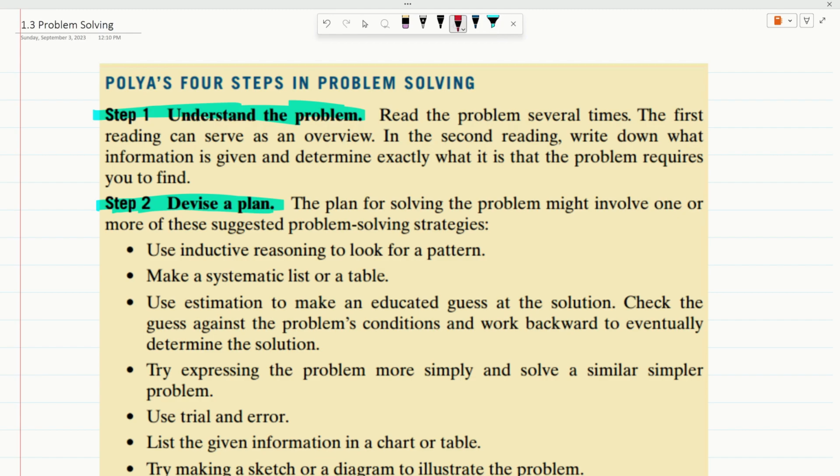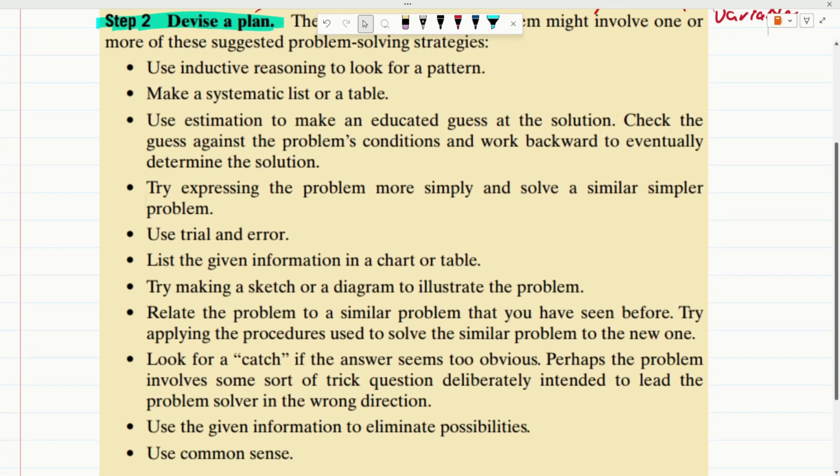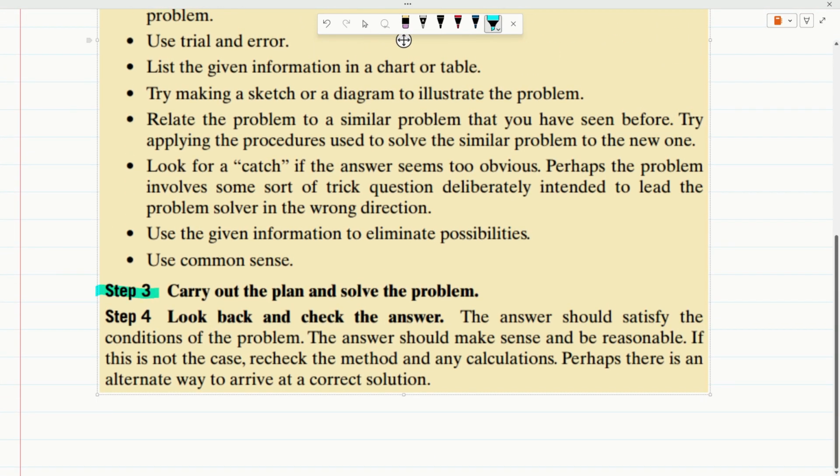To really help us out with step 2, just write down what you know. Then you want to try to label a variable if you can. That's the thing that you don't know. Finally, step 3, we are going to carry out our plan. Within step 2, which obviously is the most important one, you should start to see a plan developing.